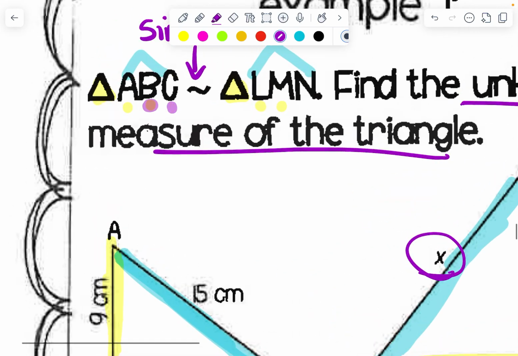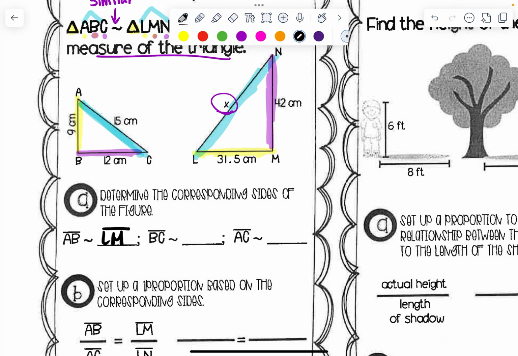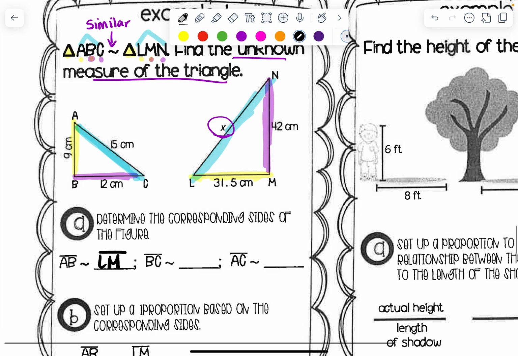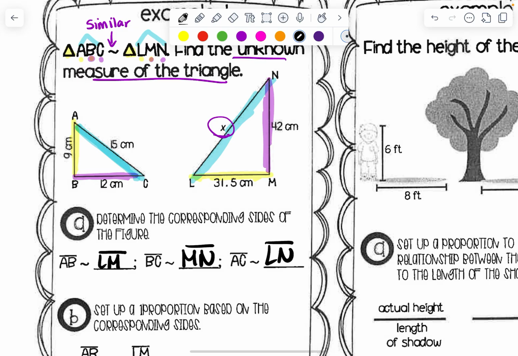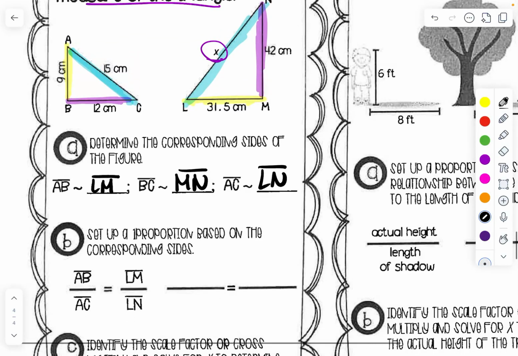All right, we're going to go ahead and look at BC now. So B to C would match up with M to N. So let's do that. B to C matches up with M to N. Now we can go ahead and write those on the lines right here too. So B to C lines up with M to N, and A to C lines up with L to N. Okay, so those are the sides that correspond, which means those are the sides we use to do our proportion if we need to make a proportion.